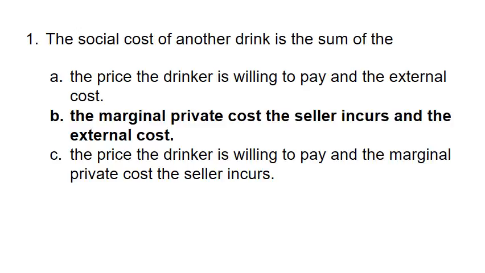The social cost of another drink is the sum of the private marginal cost the seller incurs and the external cost. The seller incurs costs to produce more of the product, but as the consumer drinks more, they put at risk other people because they become more dangerous drivers. The extra risk the other people, the bystanders, face is the external cost. And the social cost includes both the cost borne by the seller and the cost faced by bystanders.